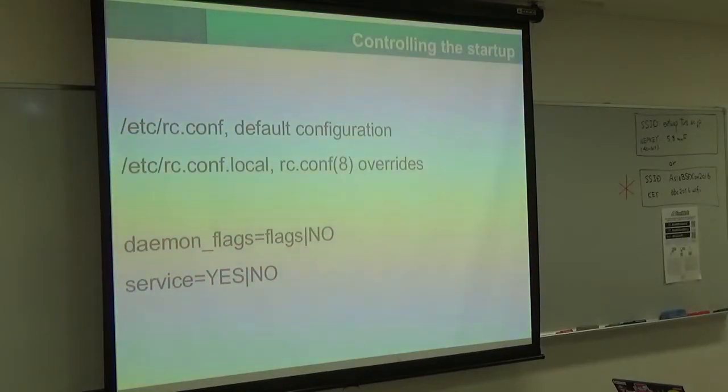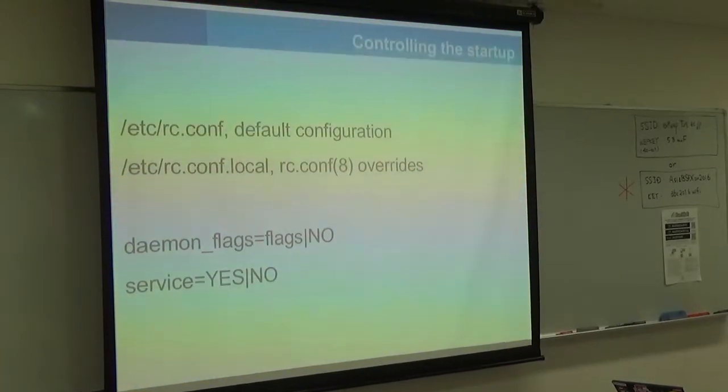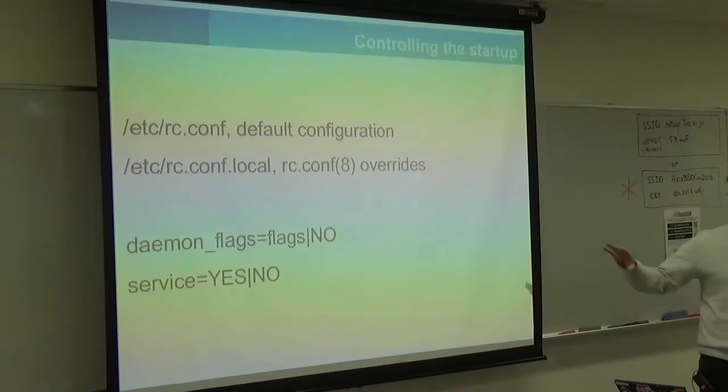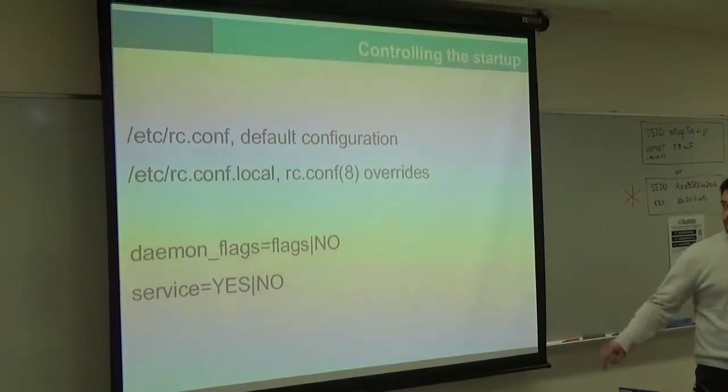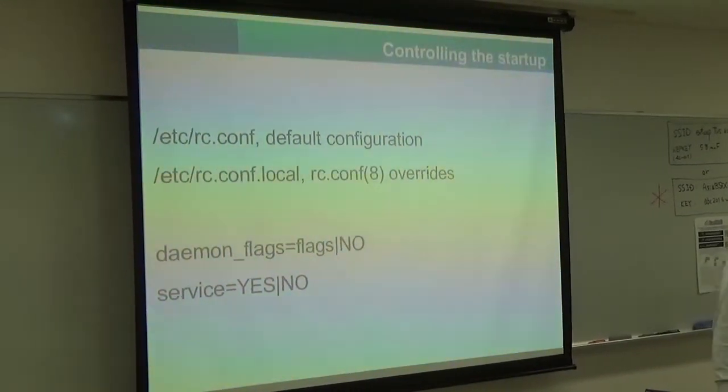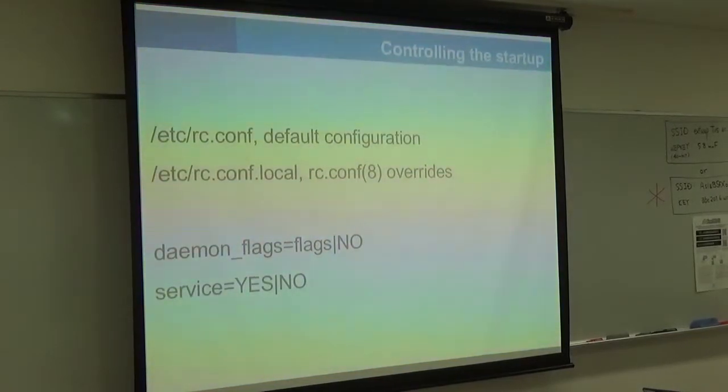There are two important files in the previous and current rc system, rc.conf and rc.conf.local. The first one is the system-wide default configuration. The second one holds the overrides. So the way we start a daemon is by setting an underscore flags variable to something, or to NO if we don't want the daemon to start. And to start a service, we put YES or NO.